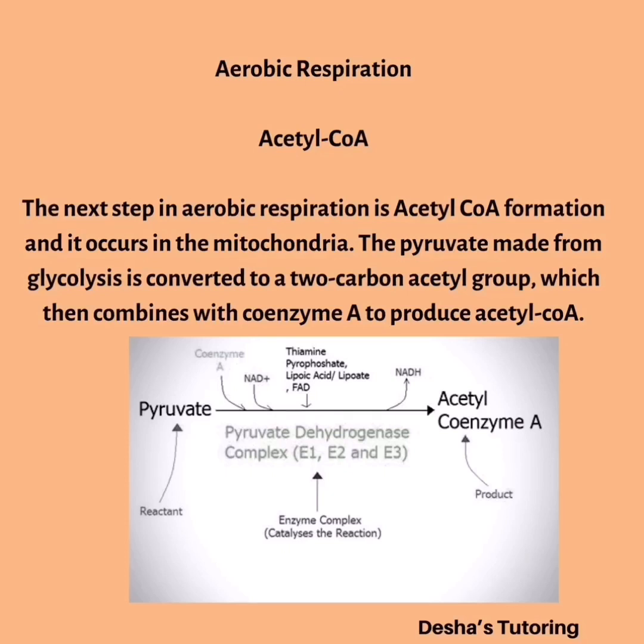The pyruvate made from glycolysis is converted to a 2-carbon acetyl group, which then combines with the coenzyme A to produce acetyl coenzyme A. Now, from the diagram of the acetyl coenzyme A, we could see that it occurs in 3 steps. The first step is decarboxylation, which removes the carbon dioxide in the pyruvate molecules. The second step is the reduction of NAD+, and lastly, the attachment of the coenzyme A.